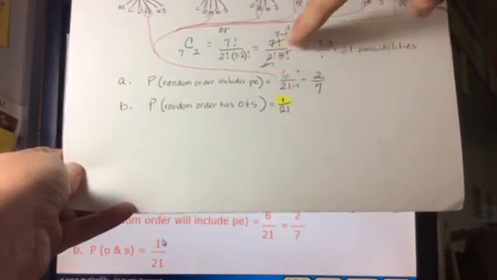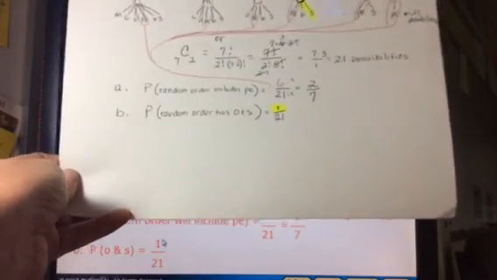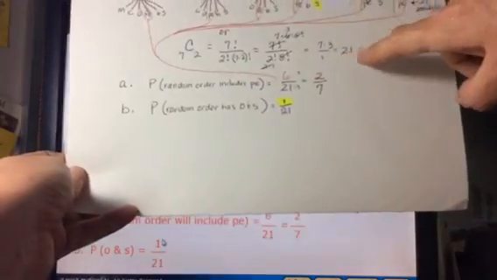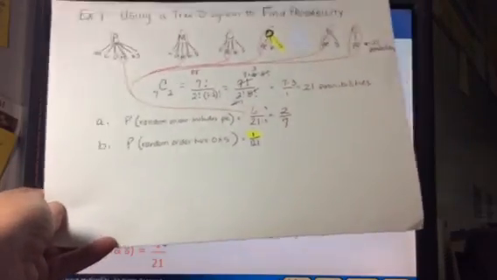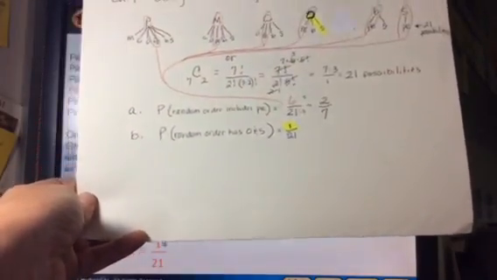Well, I could cancel the 2 with the 6, or divide out a common factor of 2, and I'd have 3 left over. So that leaves me with 7 times 3 over 1, or 21 possibilities.